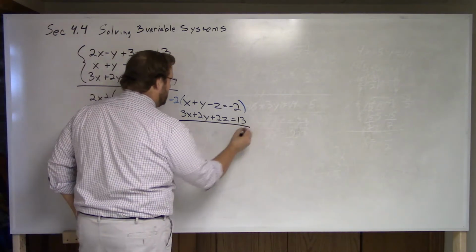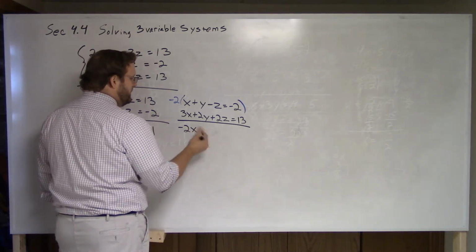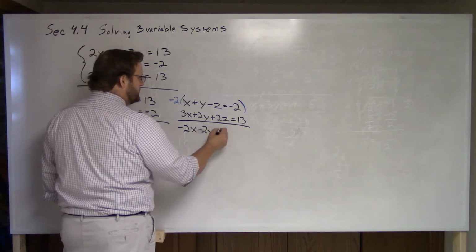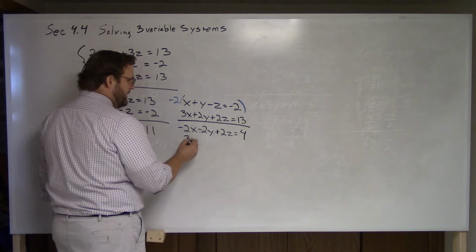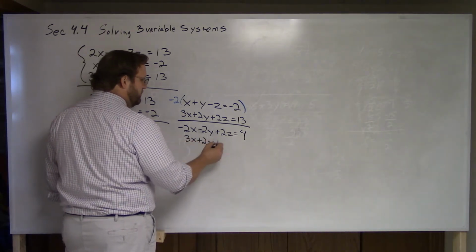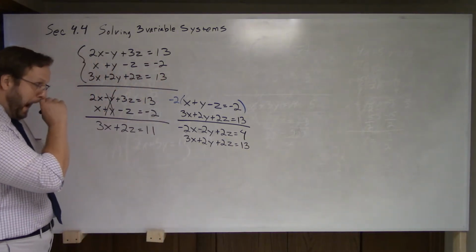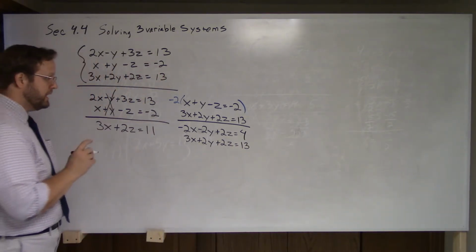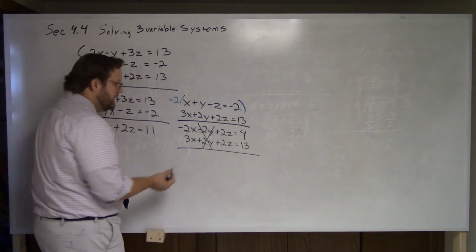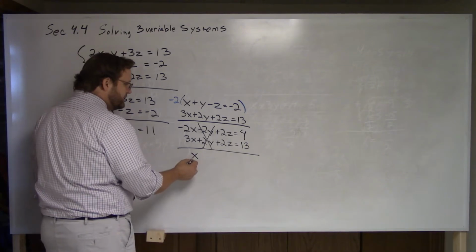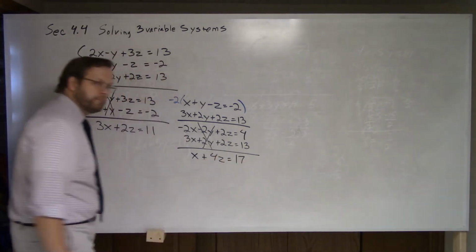So I end up with negative 2x minus 2y plus 2z equals positive 4. 3x plus 2y plus 2z equals 13. Okay? Now the y's cancel out by design. Negative 2 plus 3 is x, plus 4z equals 17.